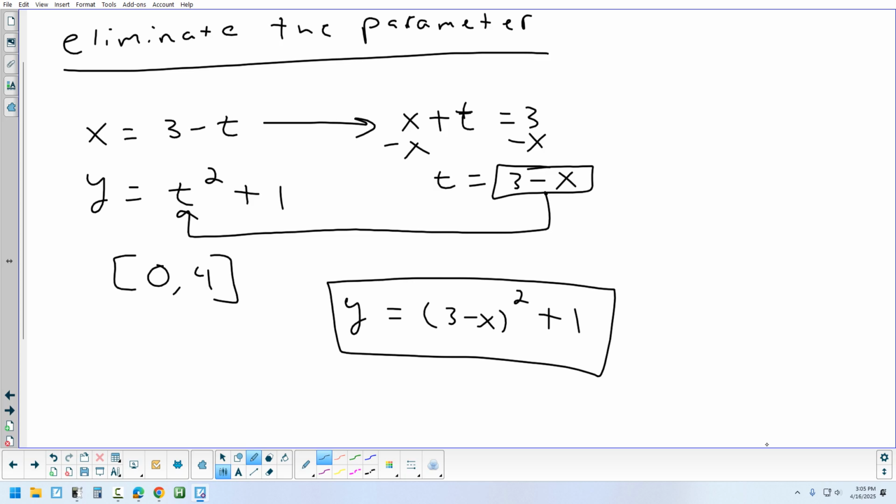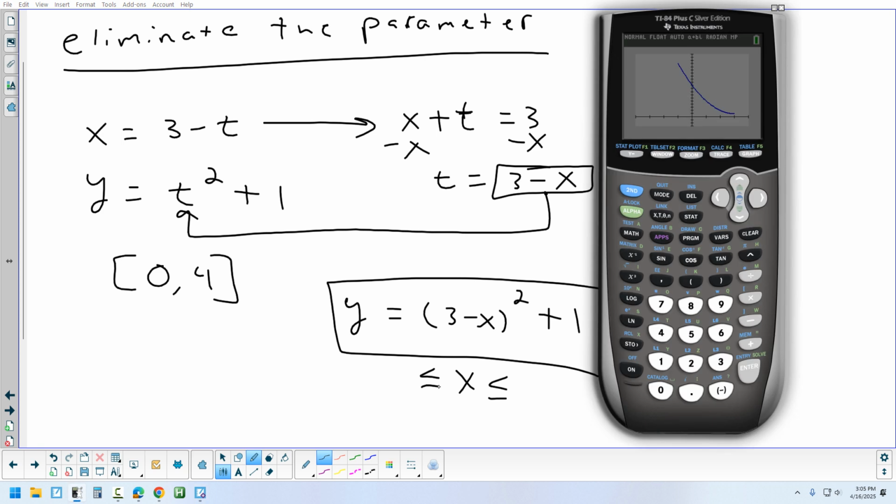So when we graph this, the original problem had limits on what you were going to plug in for t, which means when you graph it, the new equation also has limits. We have to figure out how far left and how far right we should draw this parabola. So it's a section of a parabola. To figure that out, what I did was I put in 3 minus t for x, t squared plus 1 for y, and for my parameter, I filled in 0 to 4.